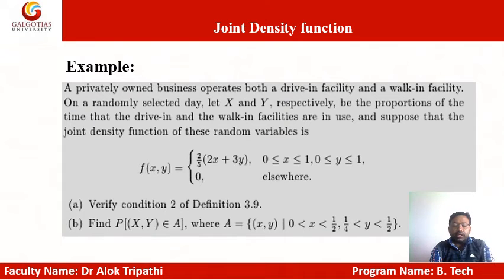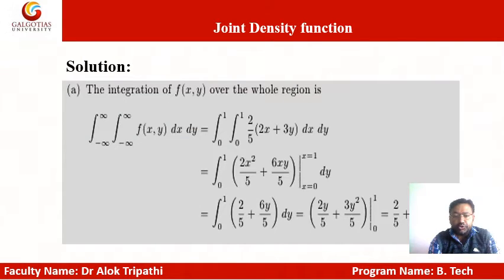I have already told you that we can find the probability of any region from the joint probability density function by integrating it in the given limits. So we are finding here the probability that the random variables (x, y) belong to a certain region A, and this region A contains all those ordered pairs for which x lies between 0 to 1/2 and y lies between 1/4 to 1/2. Now see the solution.